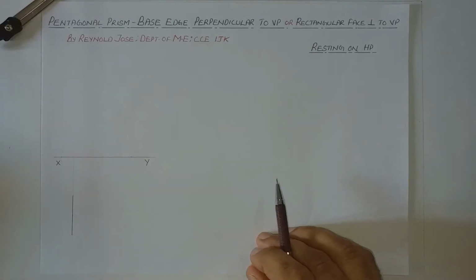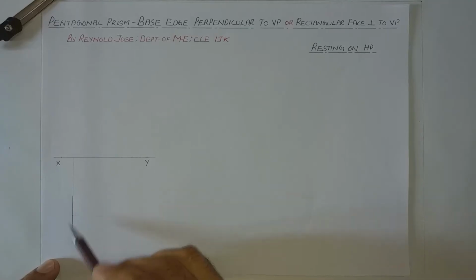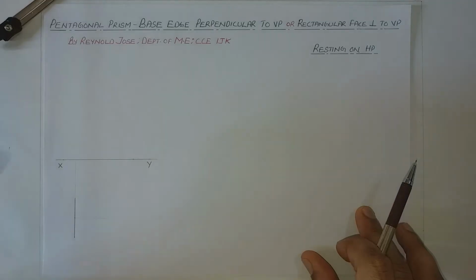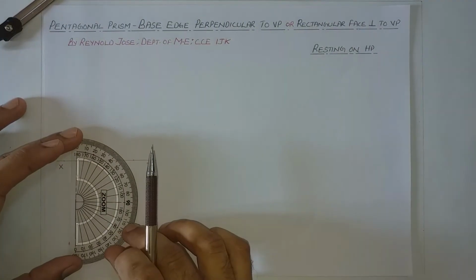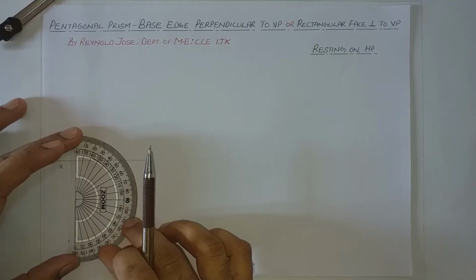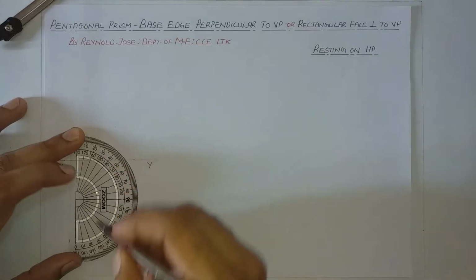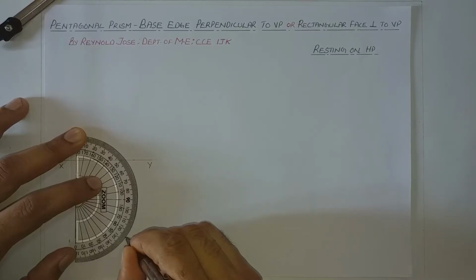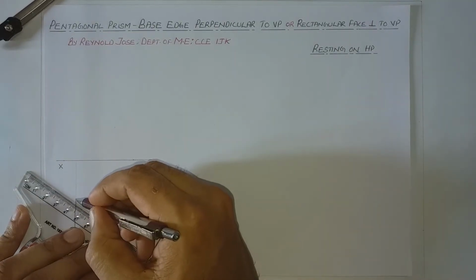Now from one of the ends of this line, from any one of the ends, we shall take an angle of 54. So what is 54? 54 is the half included angle of a pentagon. The included angle of a pentagon is 108. Half of it is 54. So we shall take an angle of 54. Now to this point, let us draw a straight line, a continuous thin line.